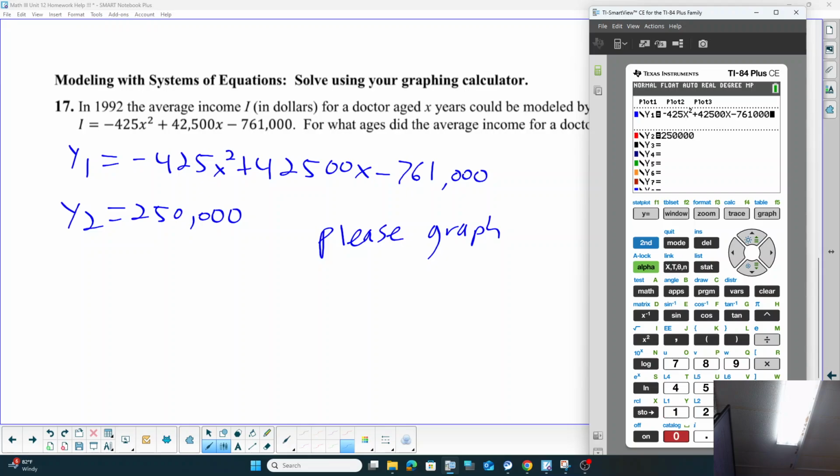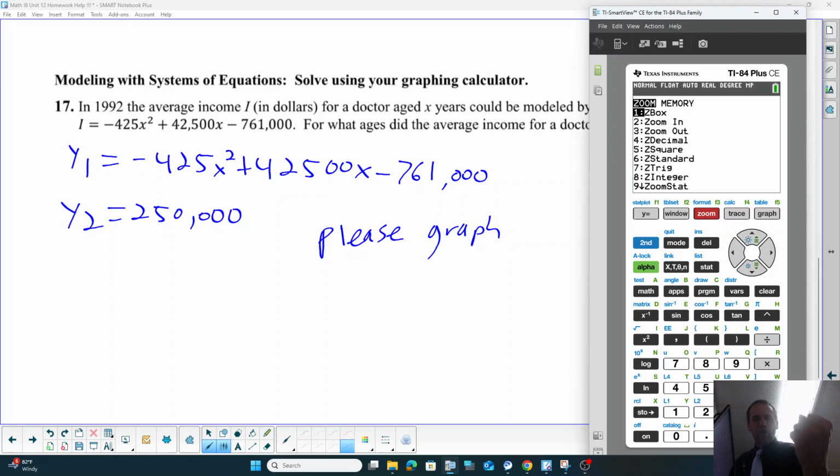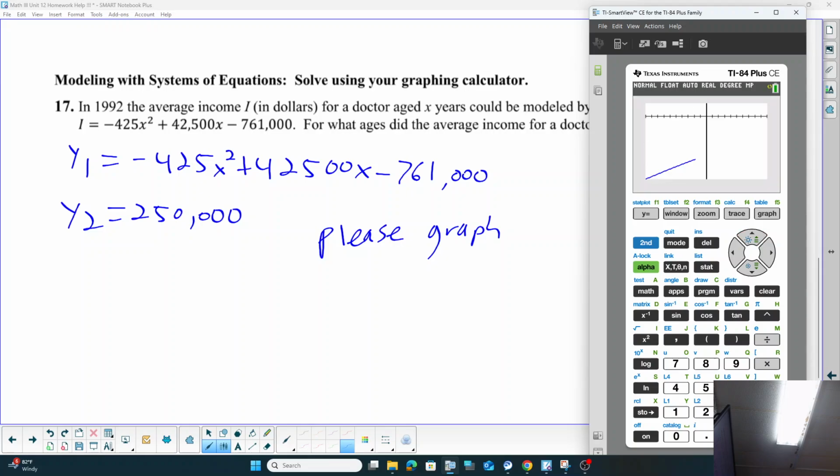Okay, so the problem with this is the window, right? The window's got to be huge. So I'm going to push graph and you will not see a thing. So we're going to have to do zoom. Have you heard the word zoom fit? There's actually a really cool tool there called zoom fit. And so zoom fit tries to fit both equations in there. You see it? That's pretty good. We're not quite to the intersection, but we're getting there.